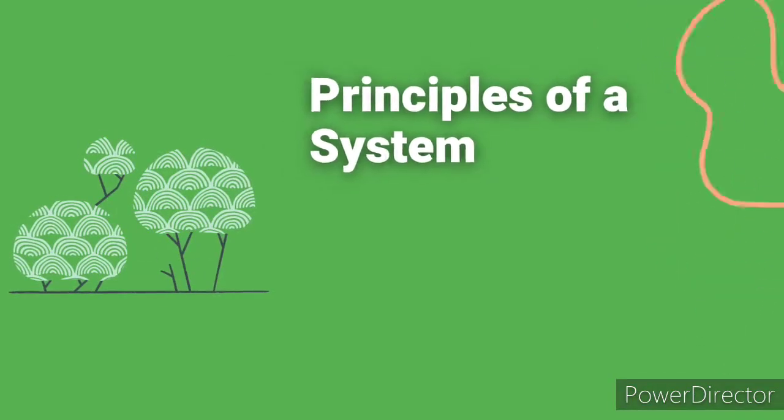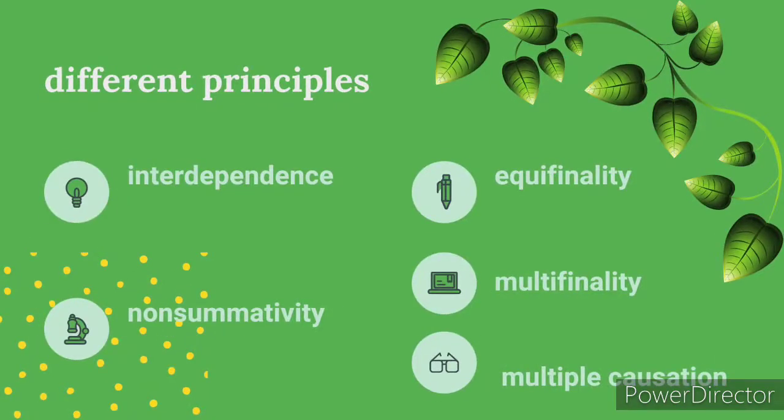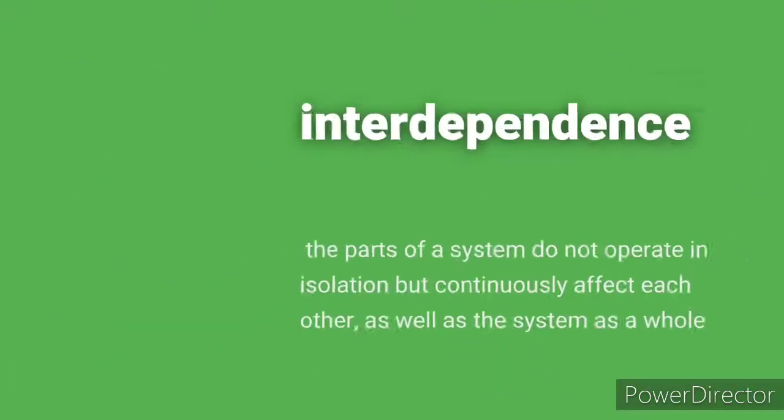Principles of a system. I'm going to discuss 5 different principles: interdependence, non-summativity, equifinality, multifinality, and multiple causation. Let's look at them one by one.